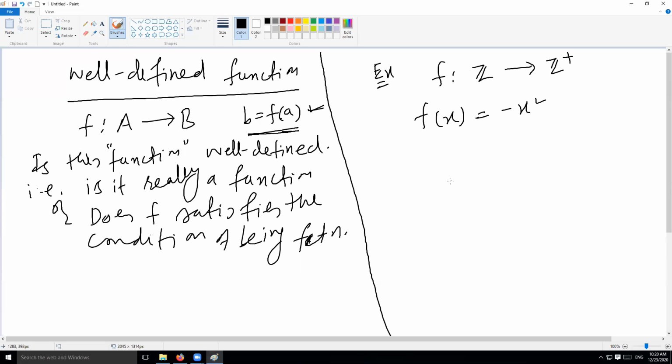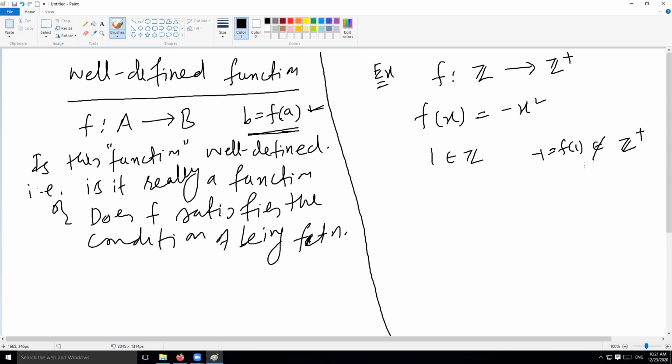Because if you take, for example, one from the domain and you compute f of one, which is going to be minus one, this f of one does not belong to Z plus. In other words, in Z plus, there is no number which can be the image of one under F. The formula that you have does not satisfy the condition.